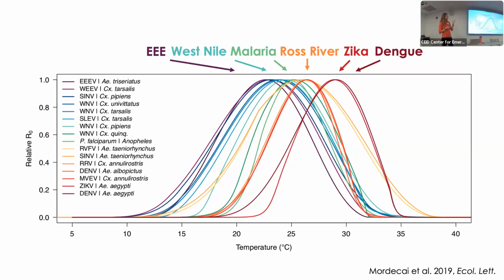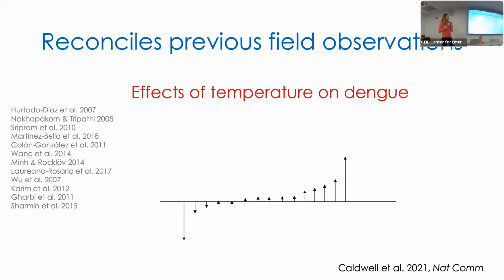And I'm not going to go through validation of each one of these models. We've attempted different things for different systems depending on what data are available, but I did want to show something kind of interesting, which is that our understanding of these nonlinear thermal responses of transmission helps to reconcile some previously contradictory findings in the field.